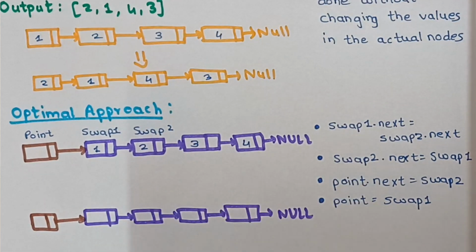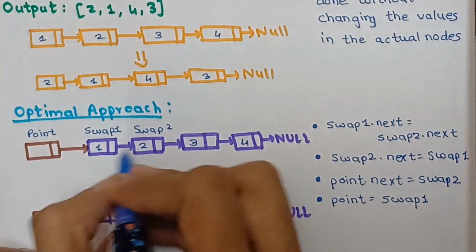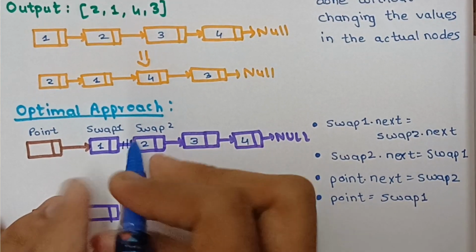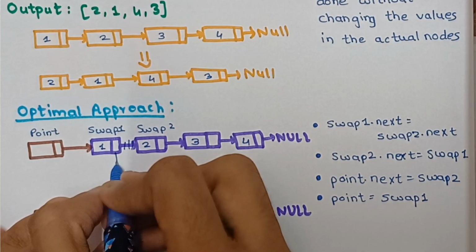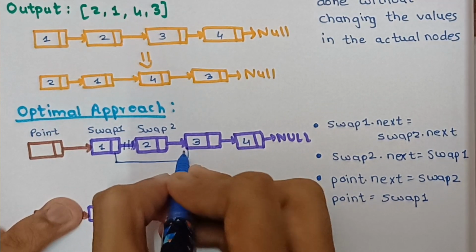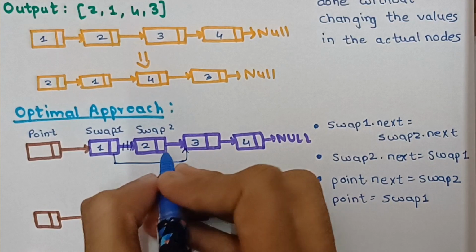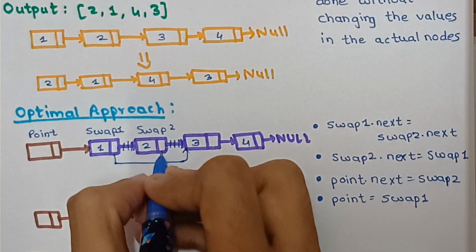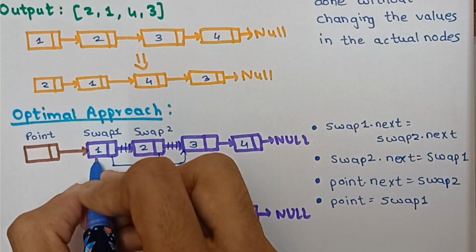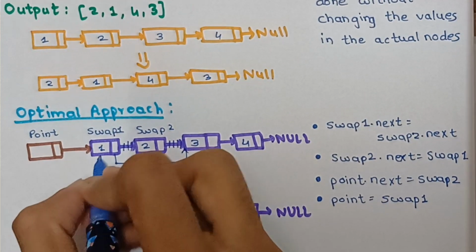There is a simple idea that we have to break this connection. This link should be broken, and we have to connect this to the third node. Then we have to break the connection between 2 and 3, and we have to connect this to node number 2, meaning the node with value 2, to the first node. So we have to connect this.